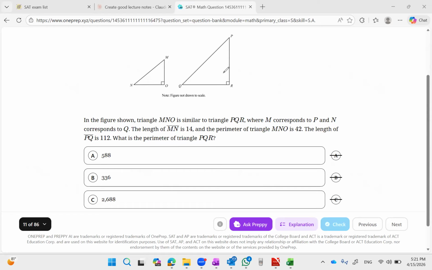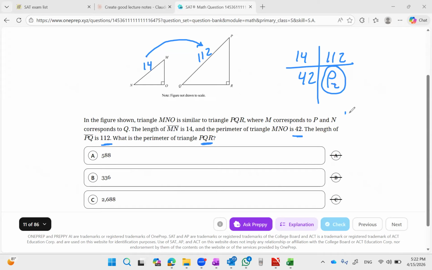The length of MN is 14, and the perimeter of the triangle MNO, the whole perimeter, is 42. And the length of the side QR is 112. So I can figure out the ratio. So what is the perimeter of the triangle PQR? It's a ratio question. Side 1 to side 2 is the same as the ratio between perimeter 1 to perimeter 2. So if I want to find perimeter 2, I will make a cross product, which is 42 multiplied by 112 divided by 14.